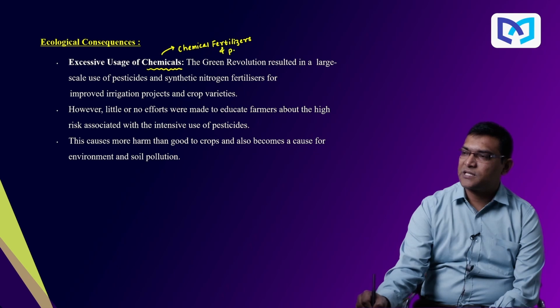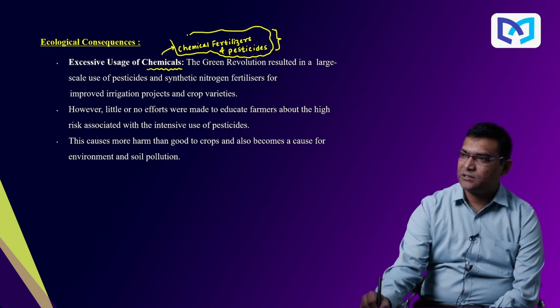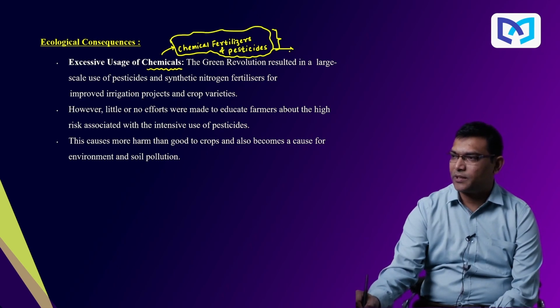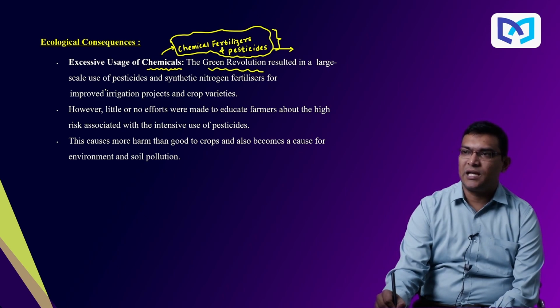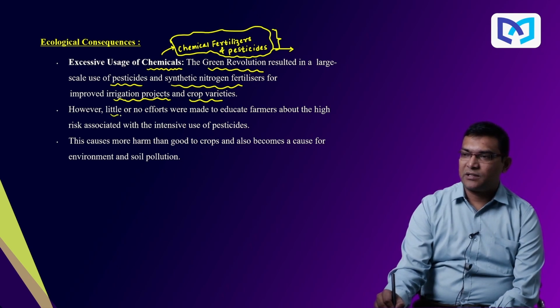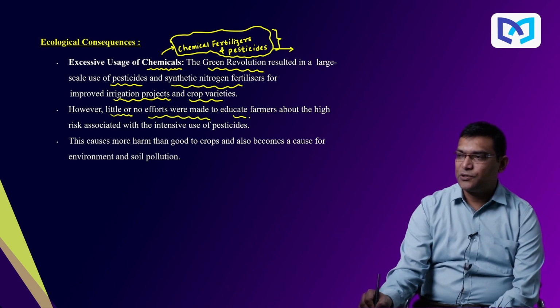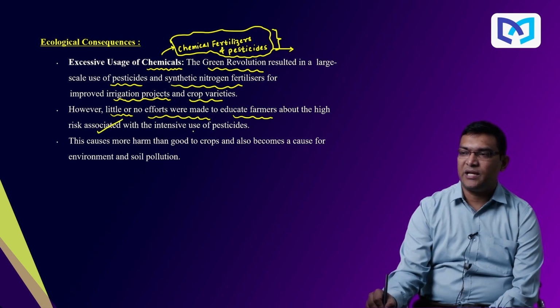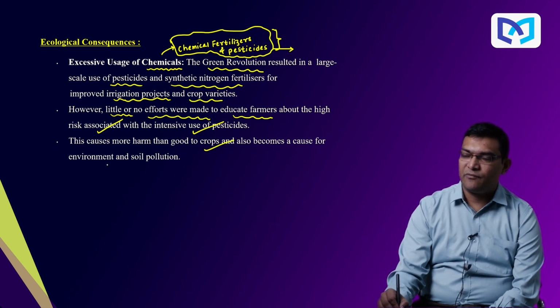and pesticides. What happened here? The chemical fertilizers and the pesticides have impacted your environment. How? The green revolution resulted in the large scale use of pesticides and synthetic nitrogen fertilizers for improved irrigation projects and crop varieties. What happened because of this? However, little or no efforts have been made to educate farmers about high risk associated with intensive use of fertilizers. So this caused more harm than good to crops because of environment and soil pollution.